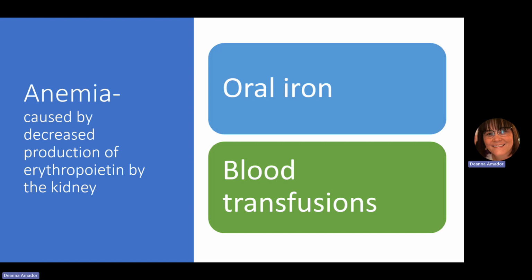That's why when you see patients who have chronic kidney disease receiving dialysis, a lot of times they will end up having to be given blood transfusions because they are chronically anemic because of this whole process.